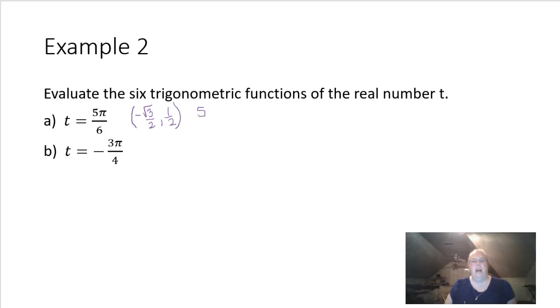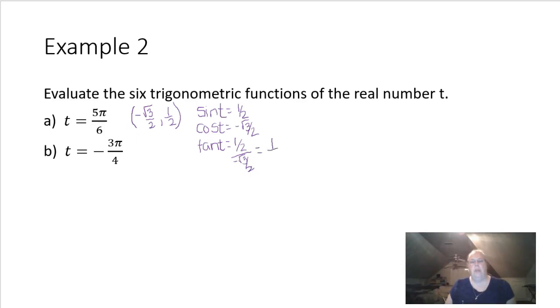So if we define each of our trig functions, the sine of t is going to be 1/2. The cosine of t is going to be negative square root of 3 over 2. The tangent of t is going to be 1/2 divided by negative square root of 3 over 2.